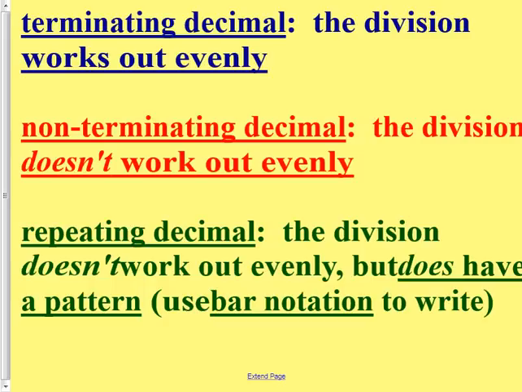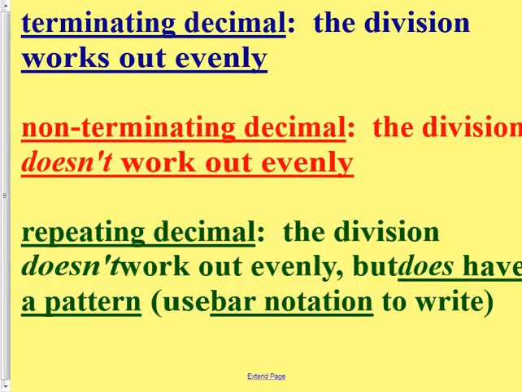Now, everything we've looked at so far has worked out evenly, and those are called terminating decimals. Those are problems where the division does work out evenly. And sometimes you might have to annex zeros. That's okay, but it did eventually work out evenly. But there are times that no matter how many zeros you annex, it's never going to work out evenly. Those are called non-terminating decimals because they don't terminate. In other words, the division doesn't work out evenly.